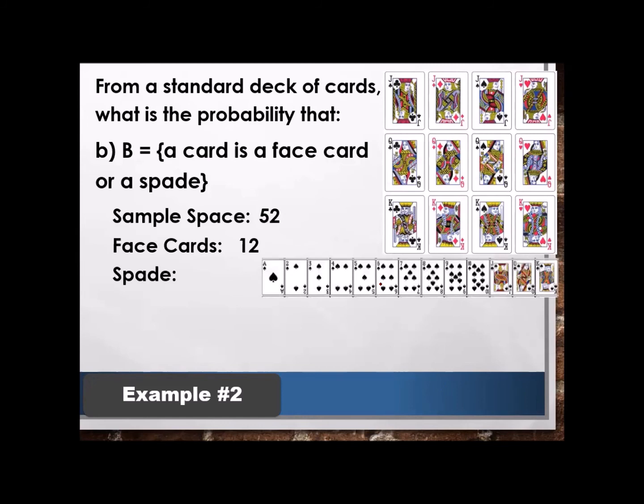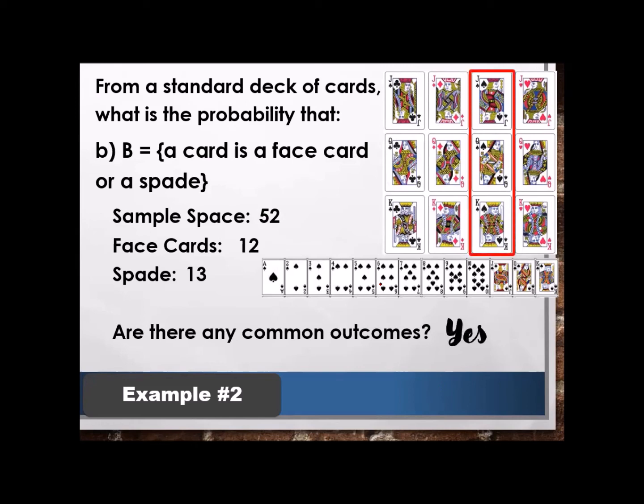Okay, pabilang nga po. 13. Are there any common outcomes? May umulit bang baraha, base dun sa illustration? Yes, there is. At ano-ano yon? Umulit ang Jack, Queen, and King. At kung mapapansin nyo, nandito rin siya.